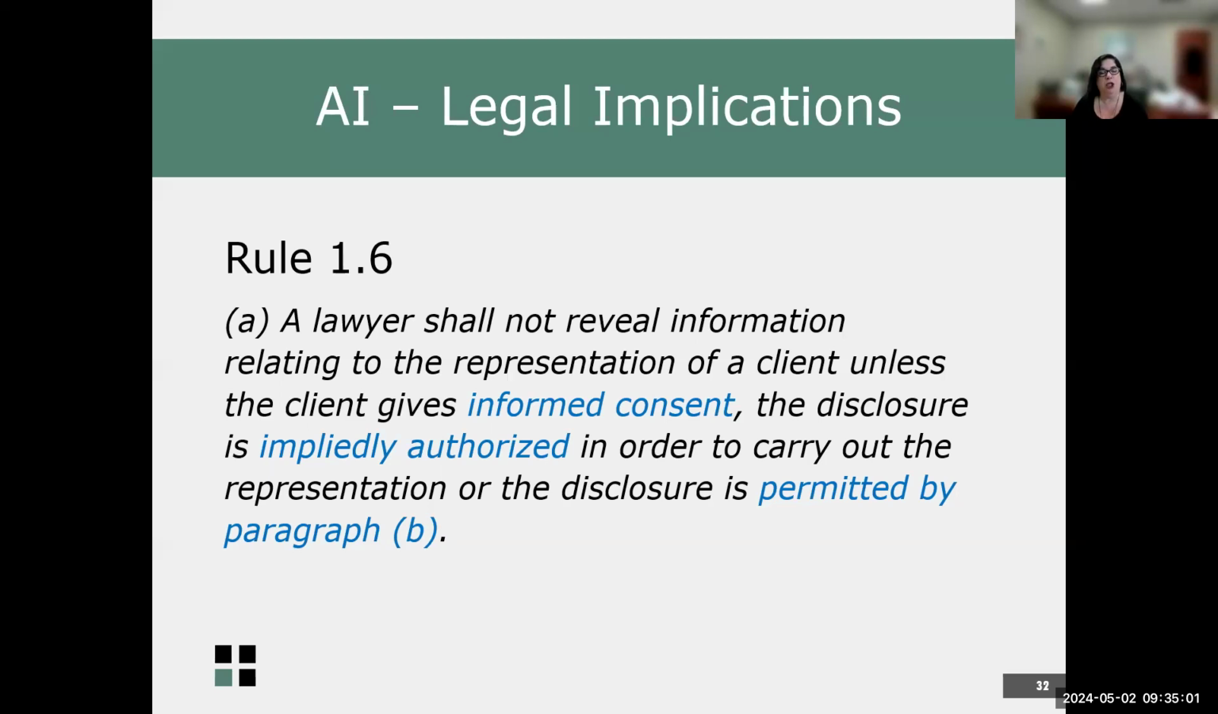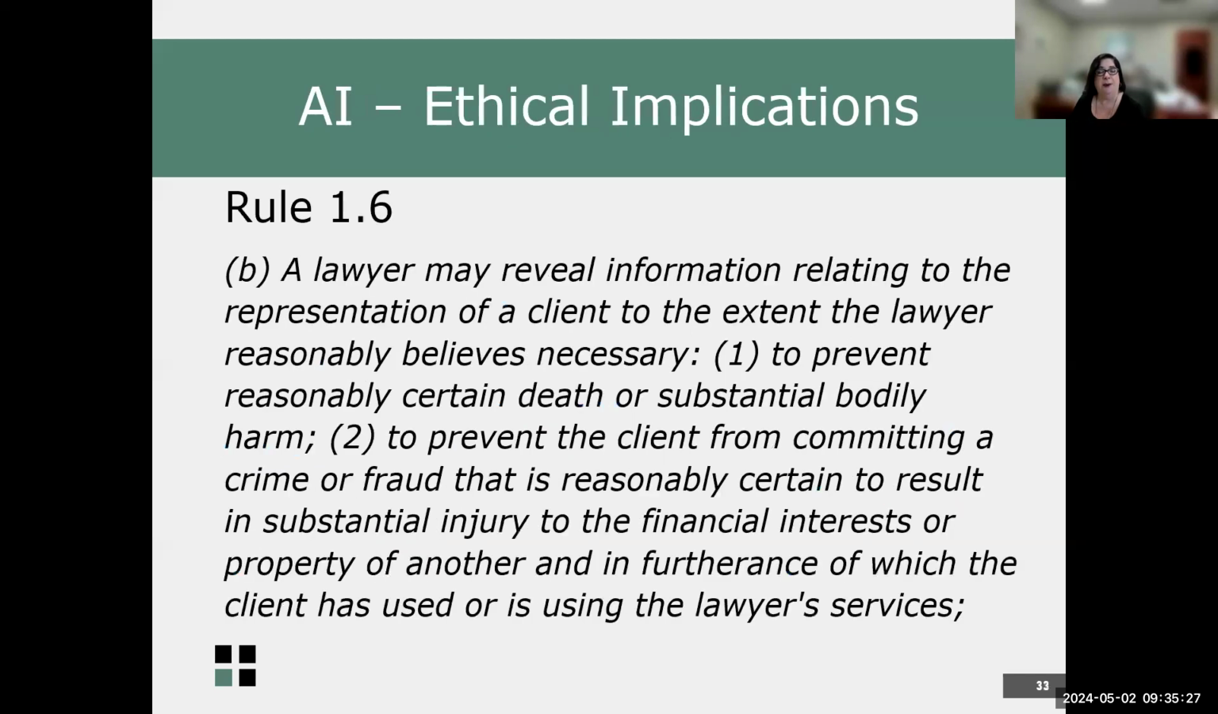So you need to make sure that clients are giving informed consent. I mean, that's the general rule. A lawyer shall not reveal information relating to the representation of a client unless the client gives informed consent, the disclosure is impliedly authorized in order to carry out the representation, or the disclosure is permitted by paragraph B. Let's move on to that. And then it goes through a lot of other situations in which you may be able to reveal confidential information.